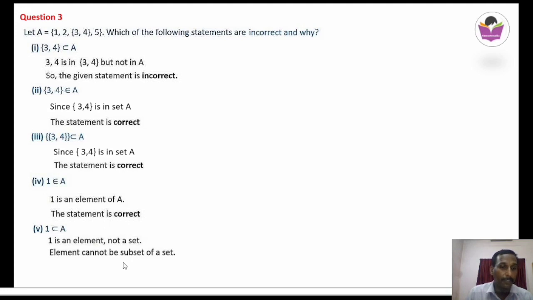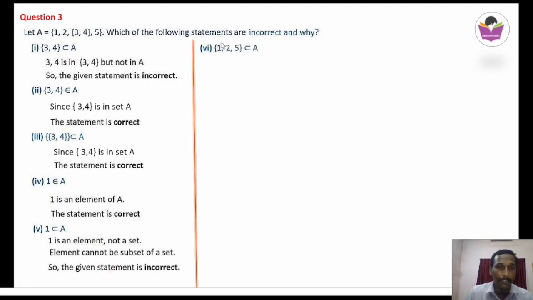So because of that, the given statement is incorrect. Then next is question number 6. Set of 1, 2, 5 is a subset of A. Subset definition means these elements must be there in A. You can see 1, 2, 5. Of course it is there. So the given statement is correct.